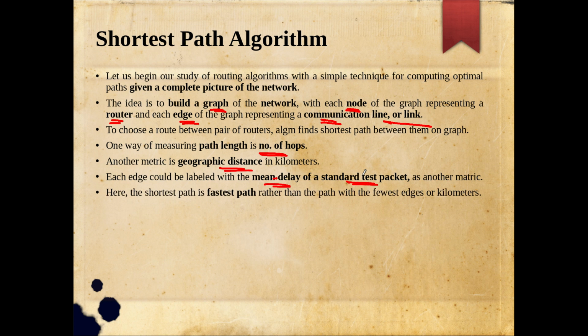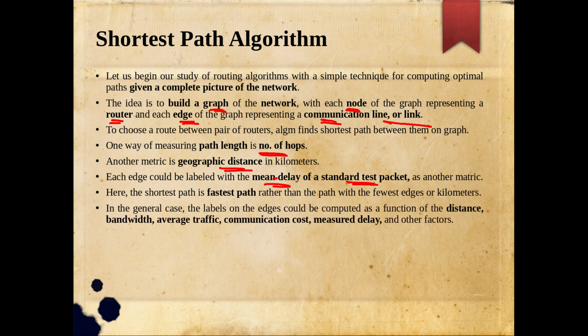And if you consider the mean delay, definitely it is going to be the fastest path rather than the path with the fewest edges or kilometers. So that is one way, and this is another way. So depends, you can take anything as the edge weight. Okay, so in general case, the labels on the edge, that is what we call as the weight of the edge, could be computed as a function of distance of any of these parameters.